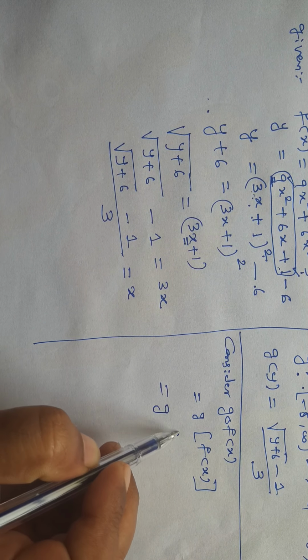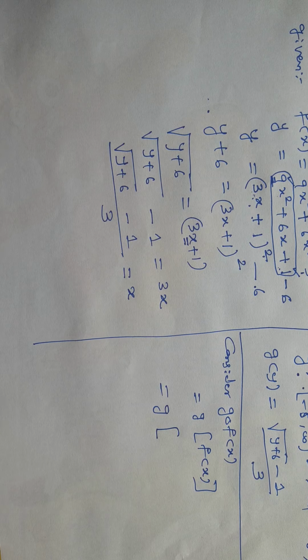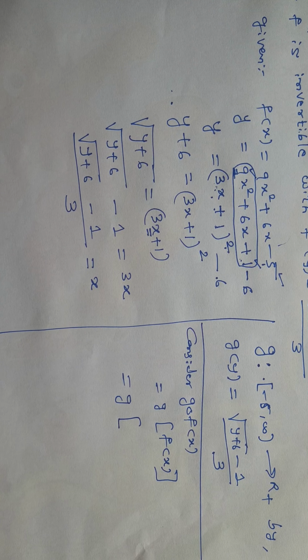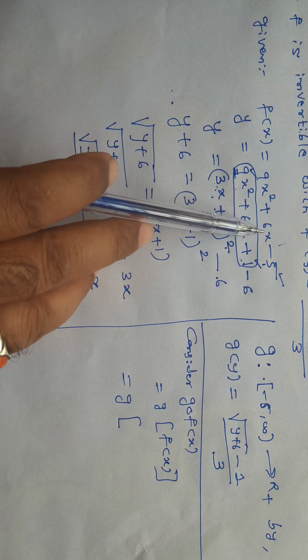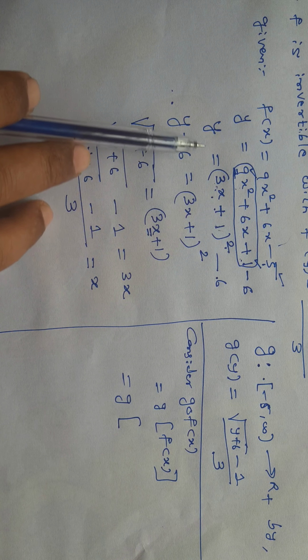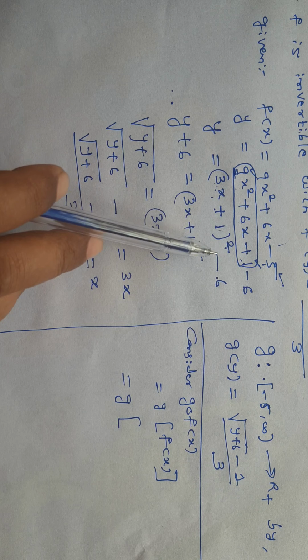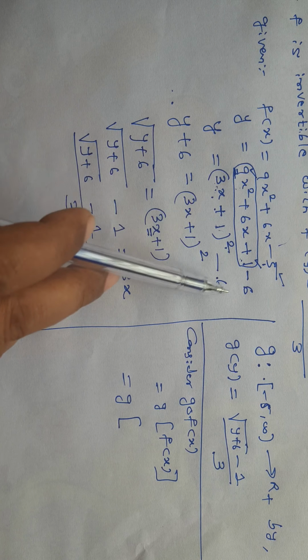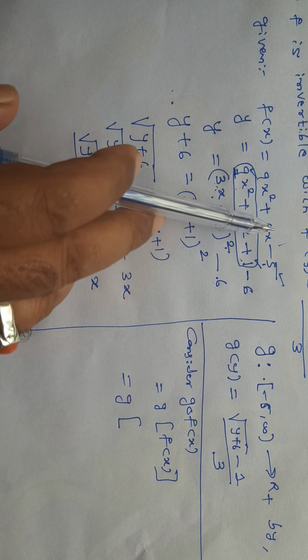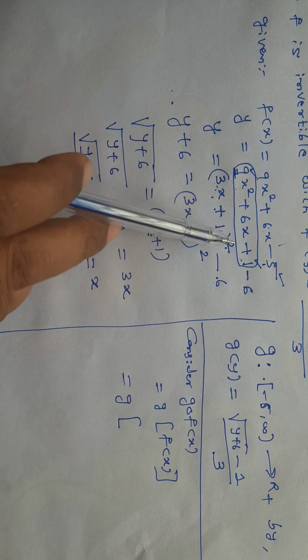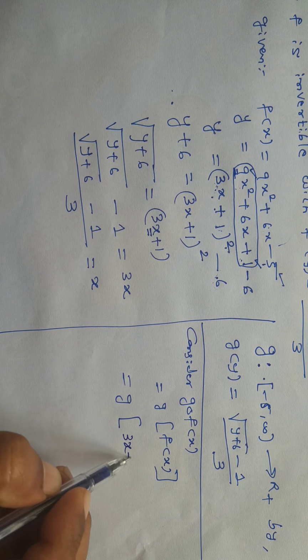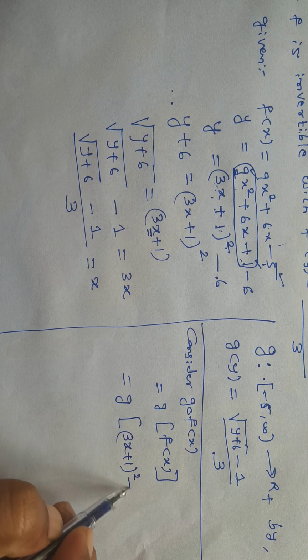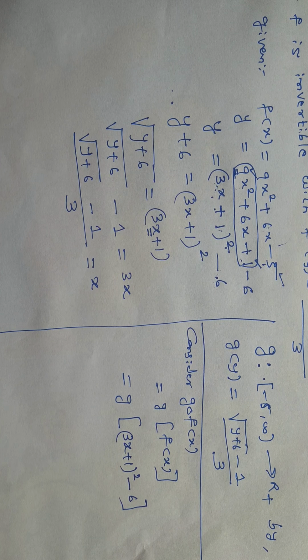See here, g of, see what is the function f of x. Observe here, it was given as 9x square plus 6x minus 5. So we converted it into 3x plus 1 whole square minus 6. So I can write this whole thing. This is my function, this is the simplified form, 3x plus 1 whole square minus 6. So I will write this here: 3x plus 1 whole square minus 6. See, this is g of this.